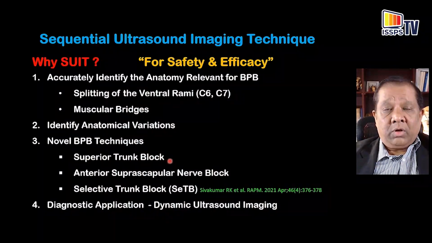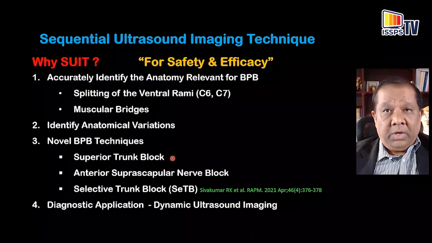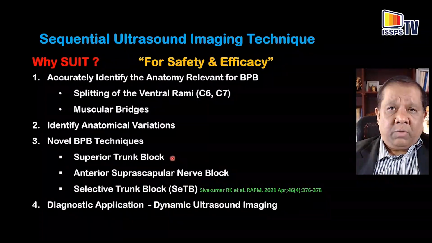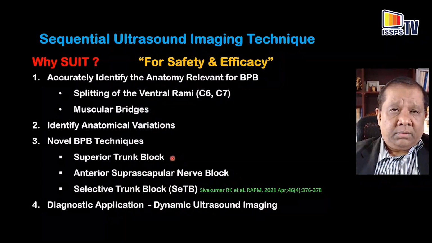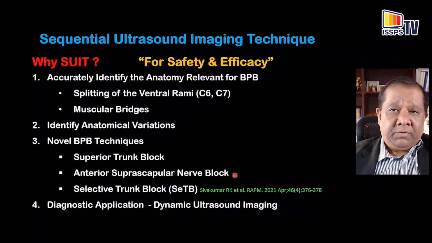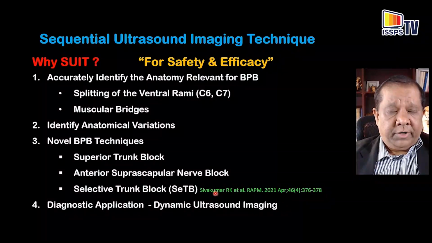Today, the superior trunk block is a very commonly performed technique to try and produce equally effective analgesia to an interscalene block, but minimize the incidence of phrenic nerve palsy or ipsilateral hemidiaphragmatic palsy. Also, anterior suprascapular nerve block has been described as a technique for analgesia for shoulder surgery, and we have more recently described selective trunk block, and we'll be discussing more about this very soon.